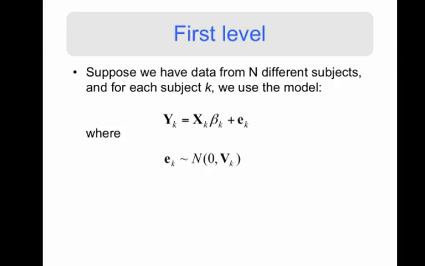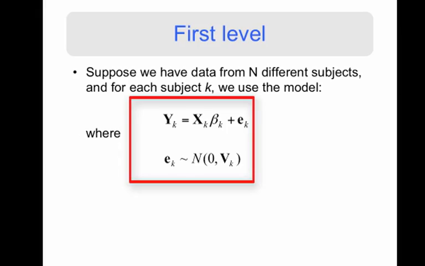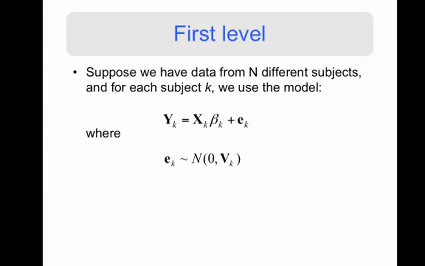So let's begin by looking at the first level model. Here we want to model each of the n different subjects. So let's begin by, for each subject, modeling their data according to a standard GLM. So we'll use the model y_k equals X_k beta_k plus e_k, where e_k is normally distributed with mean 0 and variance-covariance matrix V_k. So this is a standard GLM model.